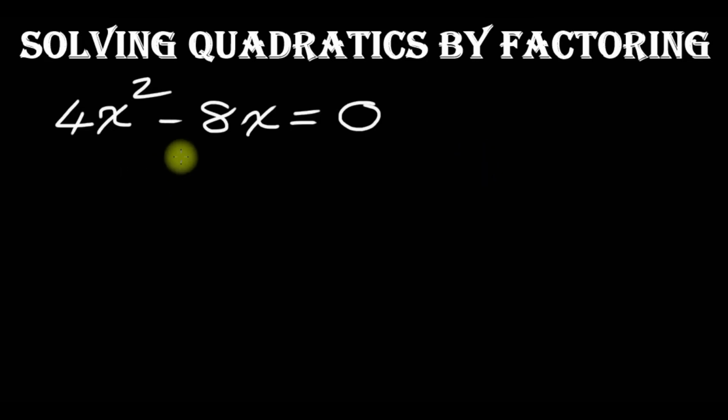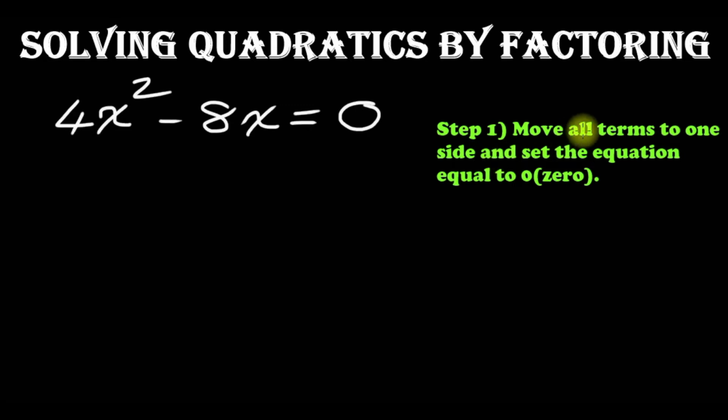You've got 4x squared minus 8x equals 0. We're solving for x. Find out what x is. Okay, so let's take a look at the procedure. First thing we have to do is to move all terms to one side and set the equation equal to 0. All of the terms are on one side and you have 0 on the other side, so you do not have to do step 1. It's done for you.